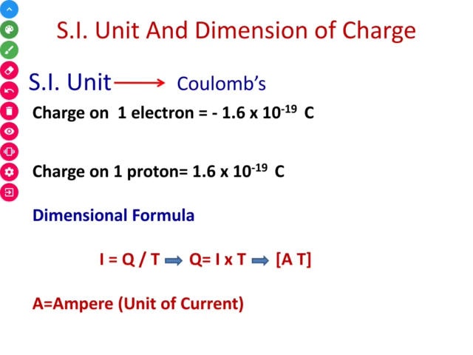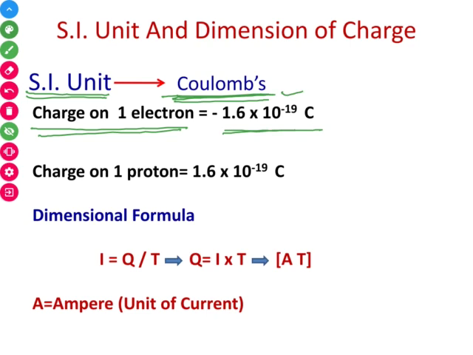Now the next is the SI unit. The SI unit of charge is coulomb. The coulomb is a very big unit. The charge on one electron is 1.6 into 10 to the power minus 19 coulomb. So one electron carries minus 1.6 into 10 to the power minus 19 coulomb charge, and the same amount of charge is there in a proton also, but with positive sign. Because the electron is a negatively charged particle and the proton is a positively charged particle, the amount of charge remains the same, but the sign is opposite.